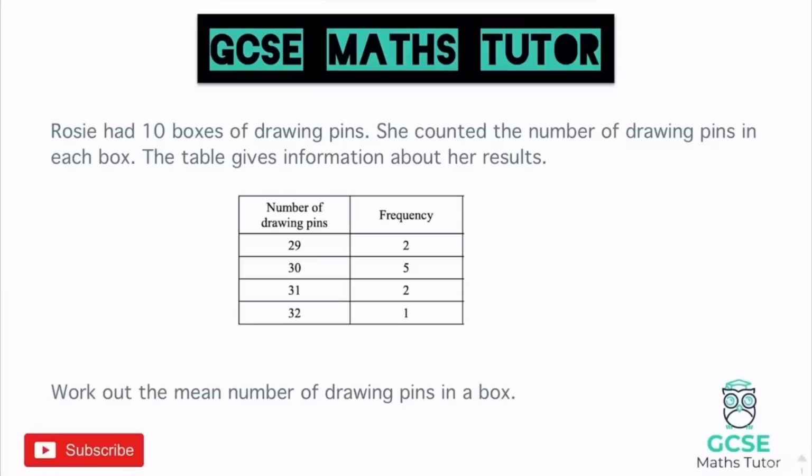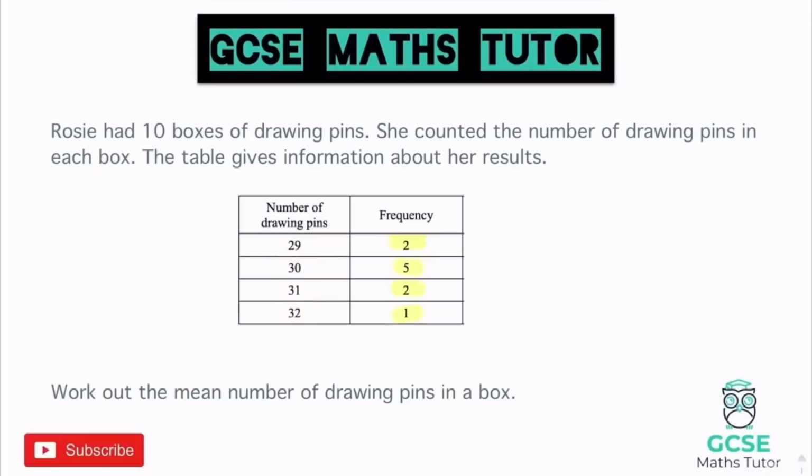So this question says, Rosie has 10 boxes of drawing pins. She counted the number of drawing pins in each box, and this table gives some information about her results. Now we can see in the table, we've got the boxes with 29 drawing pins, there were 2 of those. The boxes with 30 drawing pins, there were 5 of those, and so on. 31 where there were 2, and 32 drawing pins, there was only 1. And it says work out the mean number of drawing pins in a box.